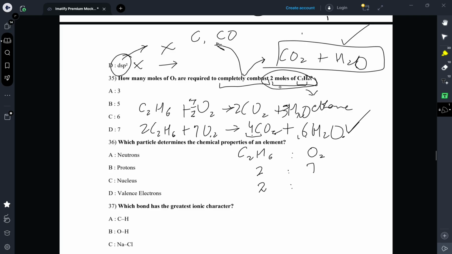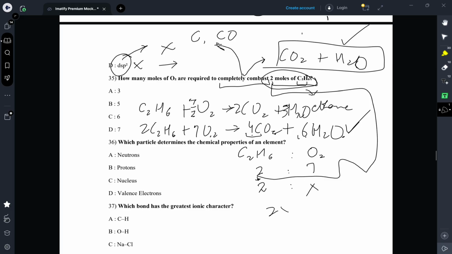O2 required to completely combust 2 moles of C2H6. So we will just write what this is, the method I use. You just write the ratio according to the balanced equation, 2 ratio 7, and then you write the given amount, so the given amount is 2 moles here, and then you just write x here, and you just cross multiply.